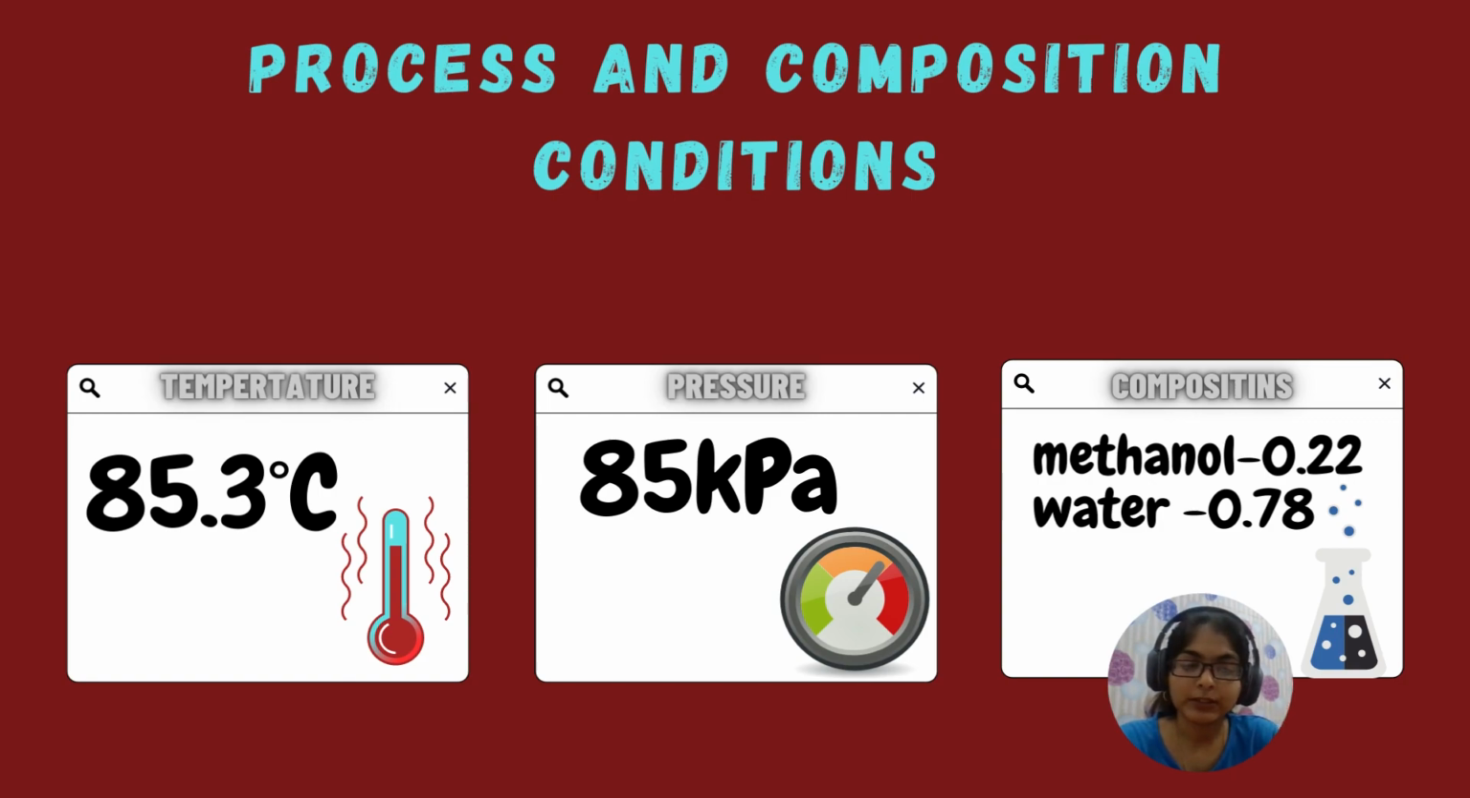The composition for methanol is 0.22 and the composition for water is 0.78. The methanol is completely soluble in water. We need to separate the methanol-water mixture. Mainly, we need the methanol for the further process in industry. Thus, the percentage of methanol in the mixture will be less compared to the water.